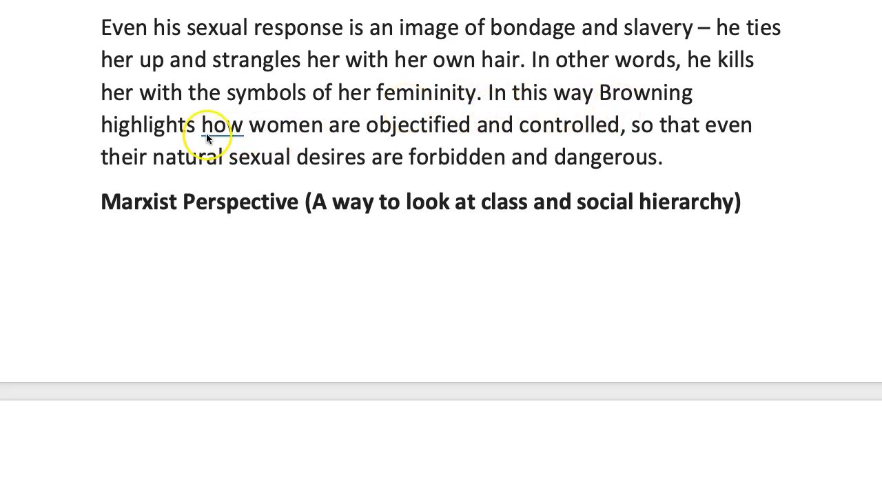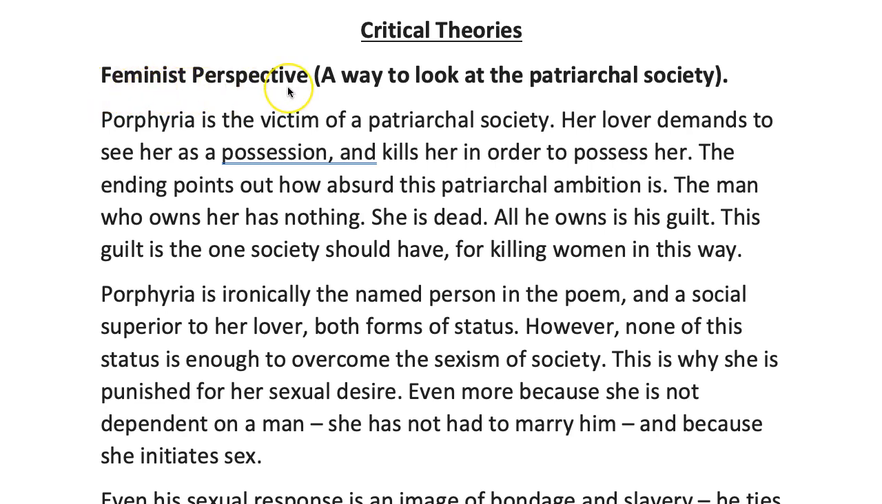In this way, Browning highlights how women are objectified and controlled, so they're turned into objects, and they're controlled by men, so that even their natural desires are forbidden and dangerous, and they get punished for them. So for this feminist perspective to work, you're arguing that the lover represents the sexism of a patriarchal society, okay?